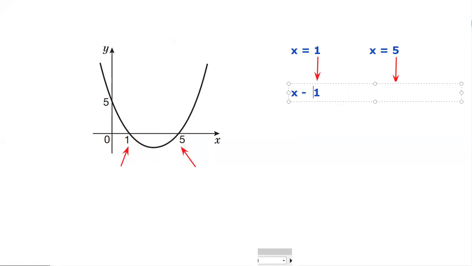Same idea, I'm going to do it here. I'm going to take the 5 to the other side. So I end up with x minus 5. Or just change the signs and put x next to them. Same idea. So here I have x minus 5, and here I have x minus 1. Focus on the steps.